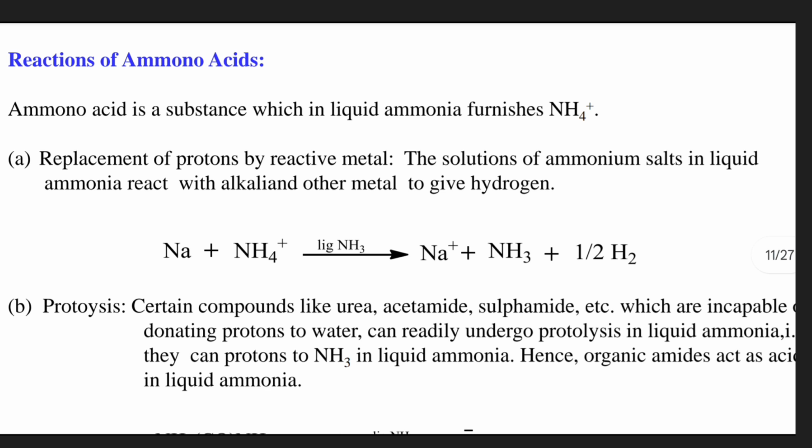Reactions of ammono acids. An ammono acid is a substance which in liquid ammonia furnishes the ammonium ion. Replacement of protons by reactive metal: the solution of an ammonium salt in liquid ammonia reacts with an alkali or alkaline earth metal to give hydrogen. For example, Na plus NH4+ in liquid ammonia gives Na+ plus NH3 plus H2.